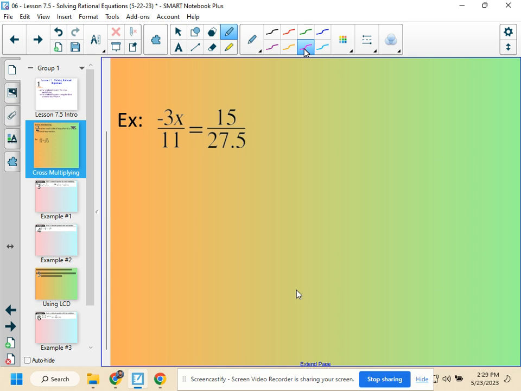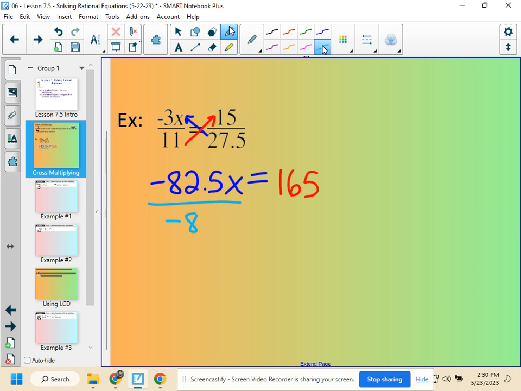Negative 3x over 11 equals 15 over 27.5. I see a fraction on the left side, a fraction on the right. What's my approach? I usually start with the x, though it doesn't necessarily matter. I'm going to my calculator to double check: 27.5 times negative 3 is negative 82.5 x, equal to my other cross product, 11 times 15, which is 165. After that, divide both sides by negative 82.5 to get x equals negative 2.